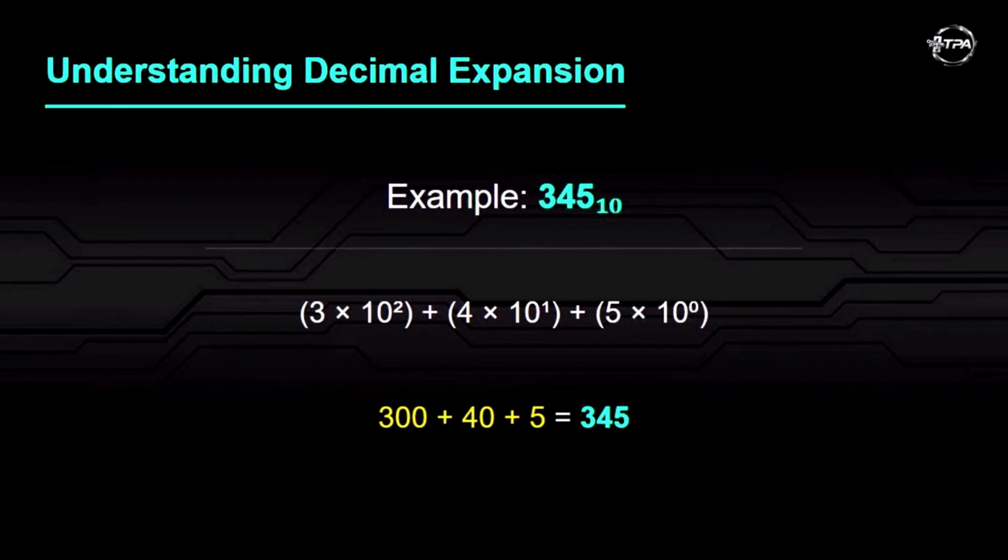Decimal expansion example. Let's understand with an example. 345. 3 is in hundreds position. 4 is in tens position. 5 is in ones position. So it becomes 3 multiplied by 10 power 2 plus 4 multiplied by 10 power 1 plus 5 multiplied by 10 power 0. When we add them, the result is 345. This is called positional value.